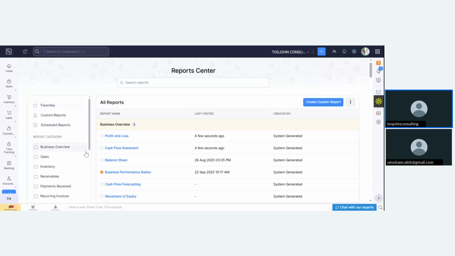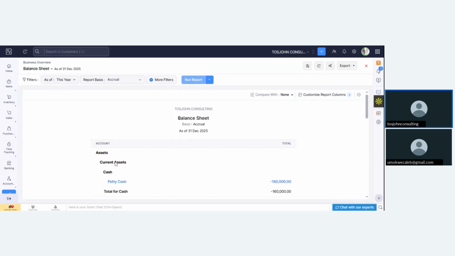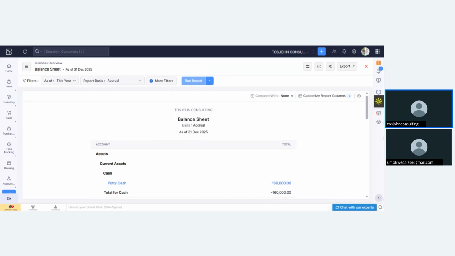So let's go on. Let's look at the third business overview report, balance sheet. This balance sheet is what we call the statement of financial position. It helps you to know assets and liabilities and owner's equity.